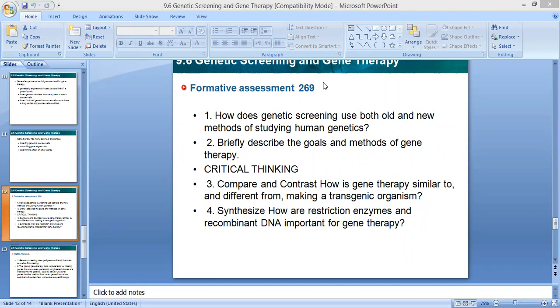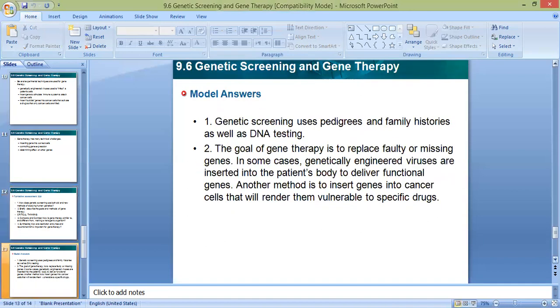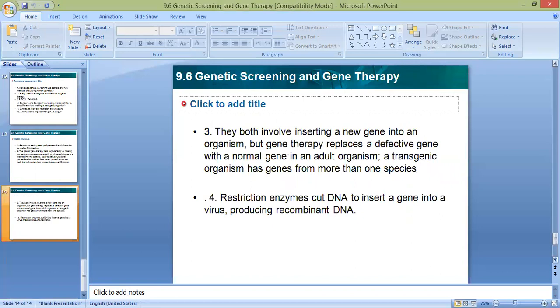Okay, the similarity is that in both transgenic organisms and gene therapy, they both involve the change of specific genes inside the cell. They both involve modifying the cells. Both of them involve inserting a new gene. Excellent. In gene therapy and in transgenic organisms, you are inserting a new gene into the organism. Okay? So what is the difference between them?